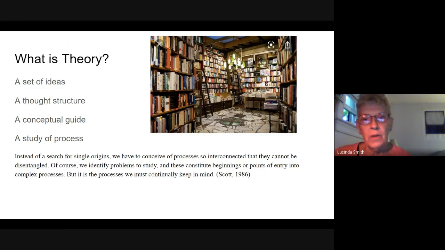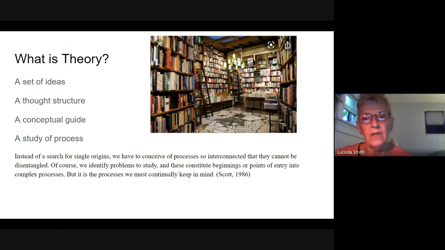There certainly have been a lot of different ideas from different sources throughout the history of this field, which is short. But certainly the history of queerness and transness is not short, as we'll see. So instead of a search for single origins, we're going to conceive of processes, interconnected ideas that cannot necessarily be disentangled, but we can look at a larger process and identify that if we put an order to it, a conceptual order. And that's what theory is.